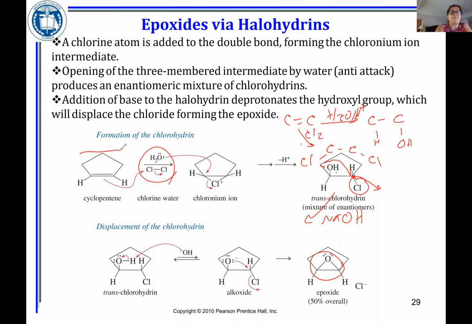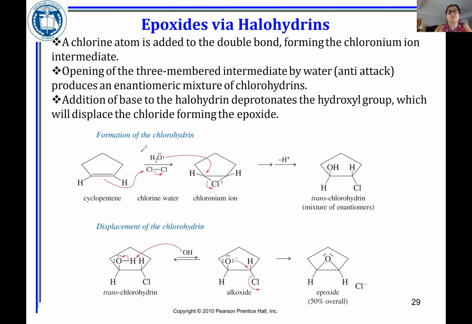So let's say you have an alkene, a C=C double bond, and the question is asking this. You're adding H2O, you're adding Cl2 or Br2, either one, and then you're adding sodium hydroxide. What would be the final product?